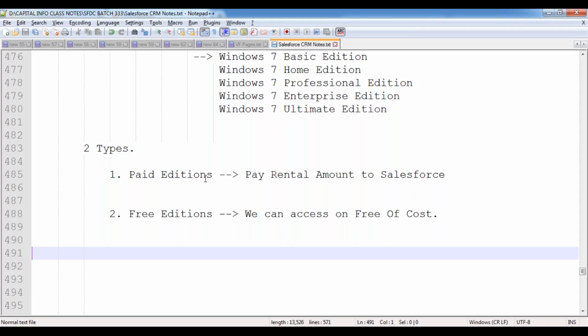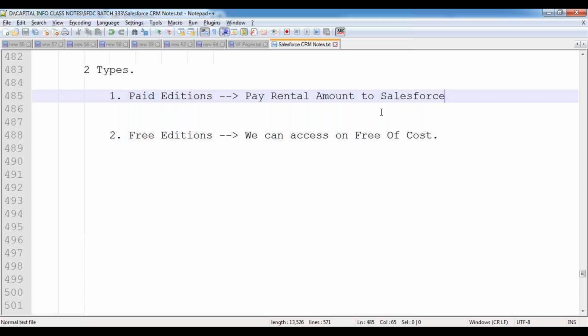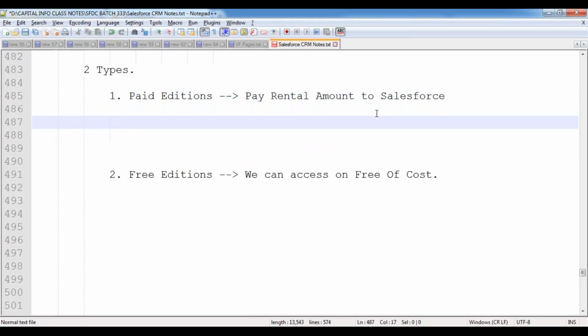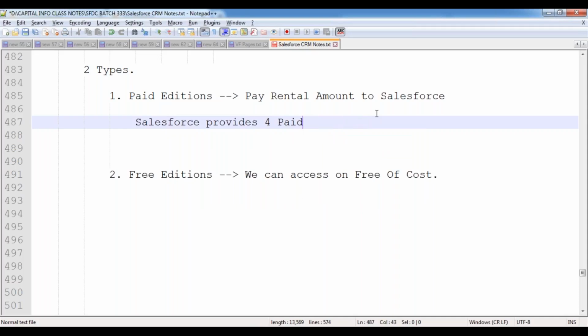Then what are the various paid accounts available, and what are the various free accounts available in Salesforce? When coming to the paid accounts, we have 4 paid accounts available in Salesforce. Salesforce provides 4 paid accounts. These are also called the 4 paid editions.